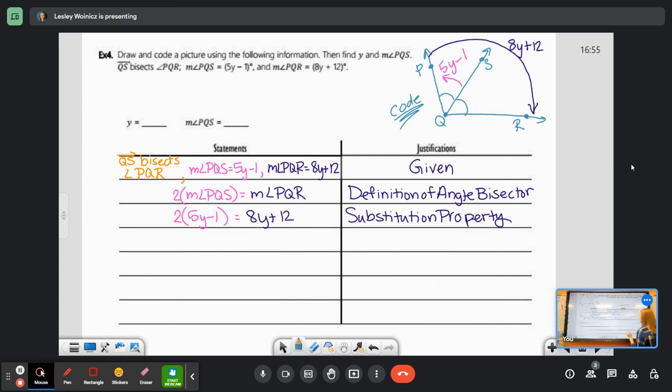Okay, next I'm going to distribute. So I get 10y minus 2 equals 8y plus 12. That was the distribution property. Okay. Subtract 8y from both sides and I get 2y minus 2 equals 2. That was the subtraction property of equality.